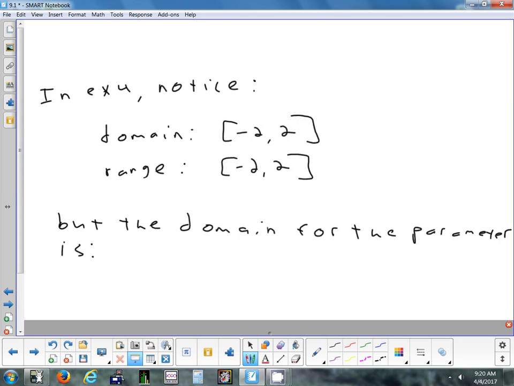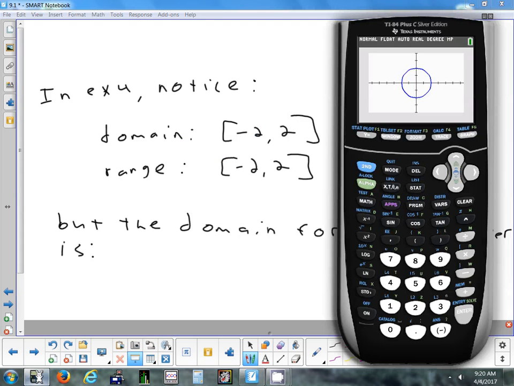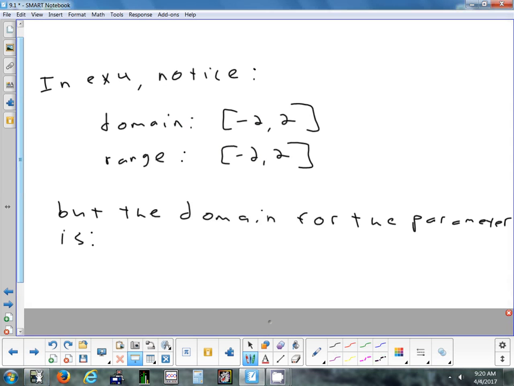Okay, so in our example for that circle, both the domain and range were -2 to 2. Just look at the picture. It's -2 to 2 on each axis. But in order to get a full circle, the parameter had to go from what to what? 0 to 360. And generally, we don't include both 0 and 360 because they're the same thing. If you were working in radians, it would be 0 to 2 pi.